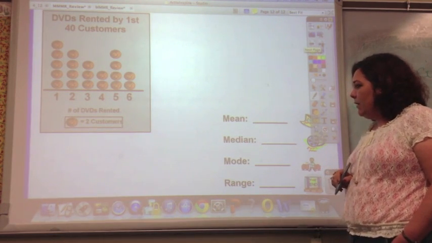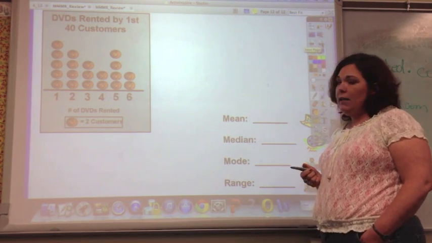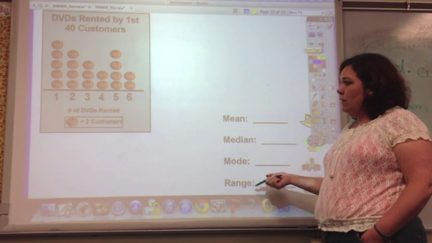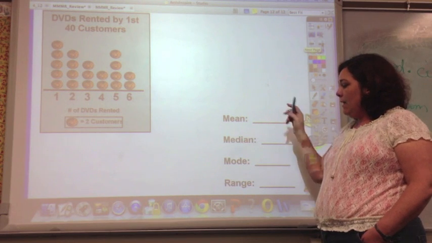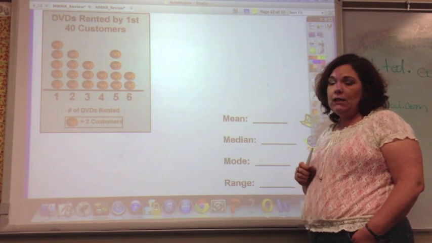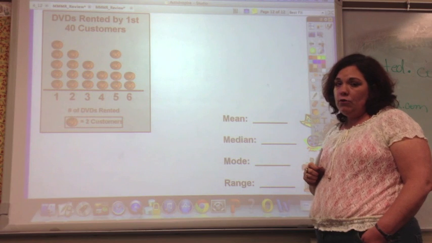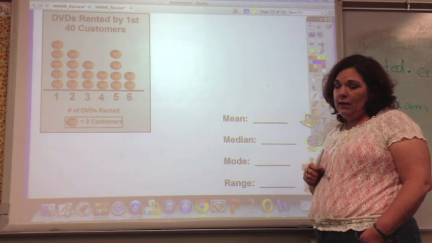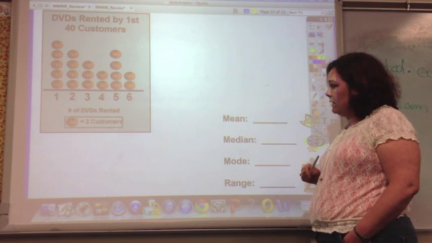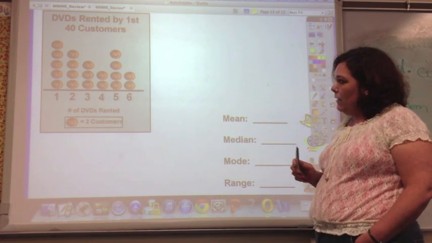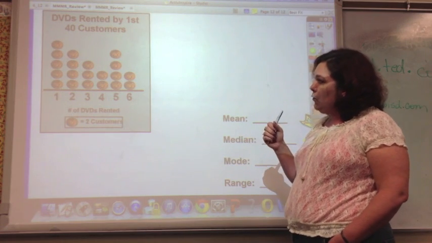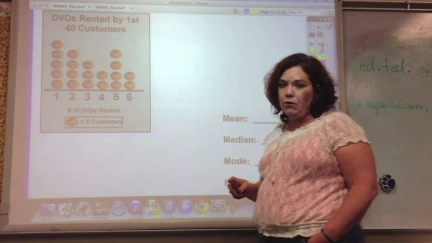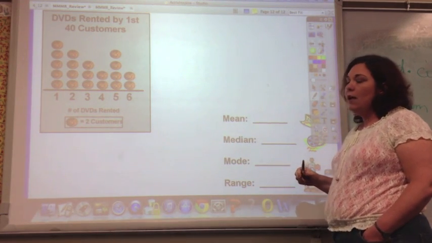So this last one, you can, on your own, figure out the mean, median, mode, and range of this graph and jot this down and make sure and take it so that your teacher can see that you understand the definition of these and how to calculate these things. And so this is DVDs rented in the first 40 customers. Now each one is 2 customers. So you need to make sure and note that.